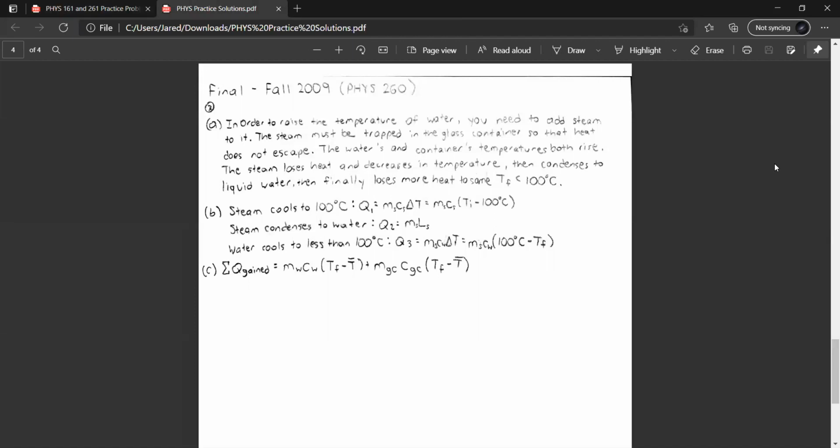If we trap the steam inside the glass container, usually with just a lid, the water's and container's temperatures will both rise since heat is added to them. But since heat is added to the water and container, the steam must be losing heat, so it decreases in temperature. Given what the problem says, the steam will condense to liquid water before it loses more heat to reach some temperature less than 100 degrees Celsius. Okay, that's part A covered.